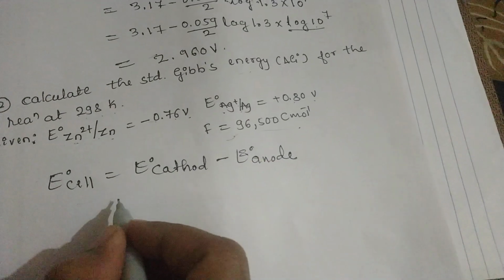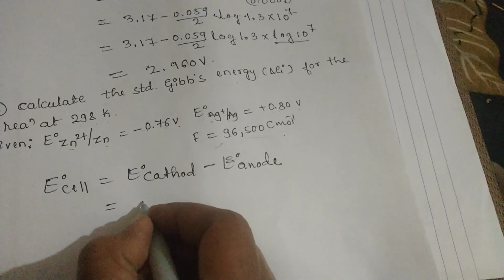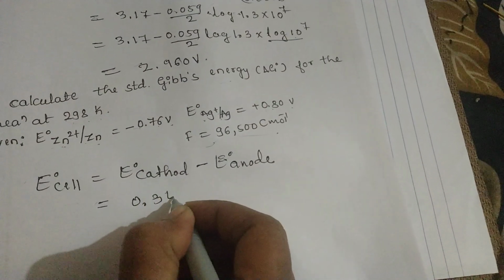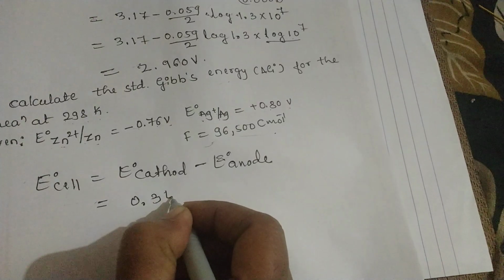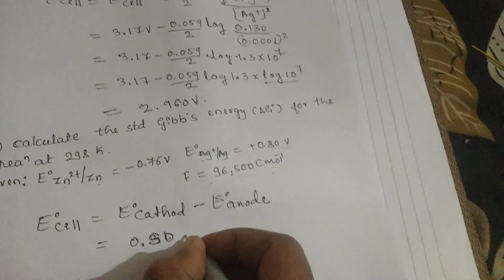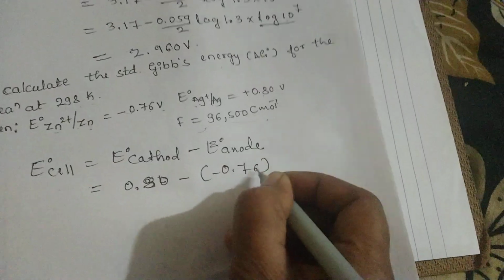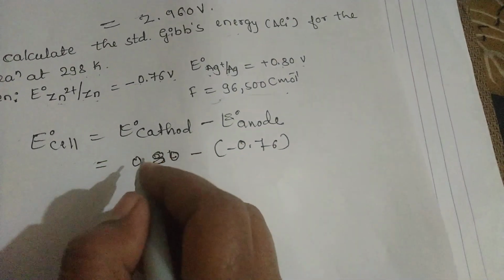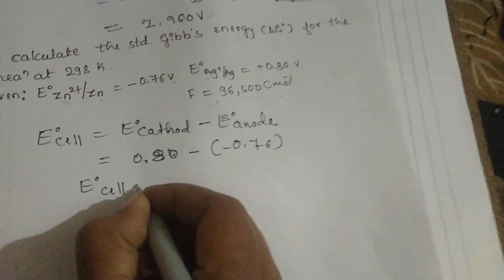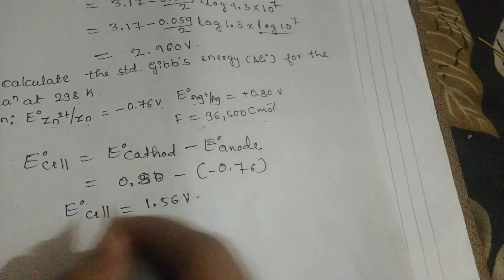This is simple, and we have to directly substitute the values for cathode and anode, that is 0.80 minus of minus 0.76. So here we get E0 cell is equal to 1.56 volt.